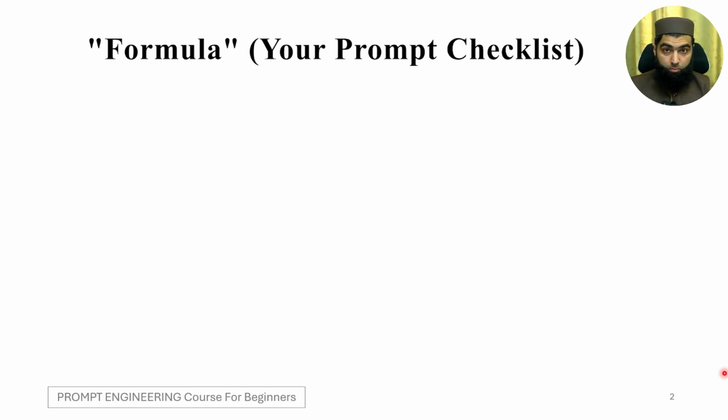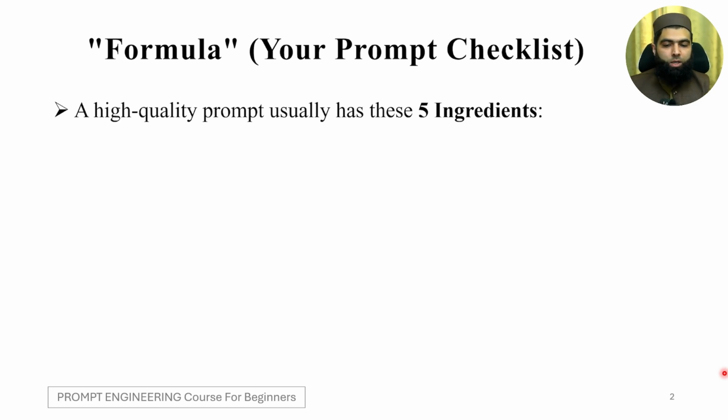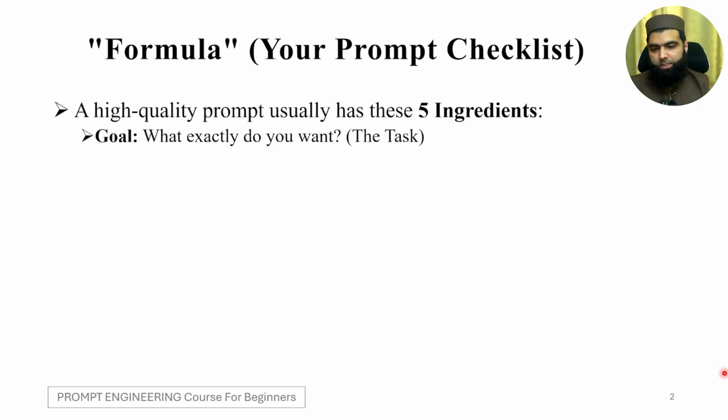Now, what should be a formula for a prompt checklist? Initially, you might struggle a bit when you are writing prompts. You might take a screenshot of this formula and then apply it when you are writing a prompt. Just check whether you have fulfilled some of these criteria. But later on, when you start practicing, you will get used to it. You don't need to remember it or check every time. So a high quality prompt usually has these five ingredients.